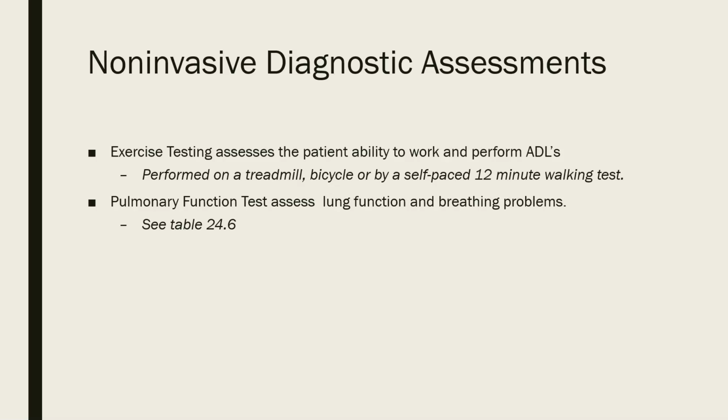Exercise testing is used to assess the patient's ability to work and perform ADLs. It can be done by either a treadmill, a bicycle, or a self-paced 12-minute walk. The exercise in a patient with normal function test is limited by circulatory factors. Exercise in the pulmonary patient is limited by breathing capacity, gas exchange, or both. So they will do this so that they can see how well the patient is able to tolerate doing activities of daily living independently.